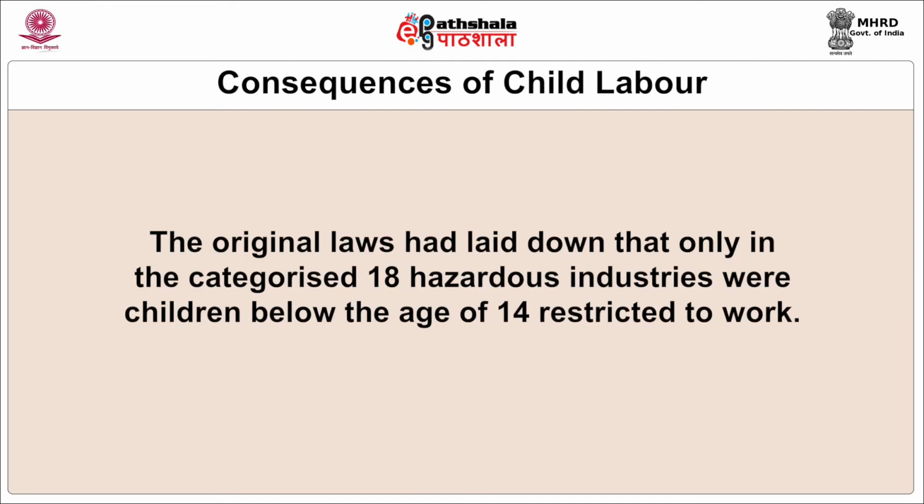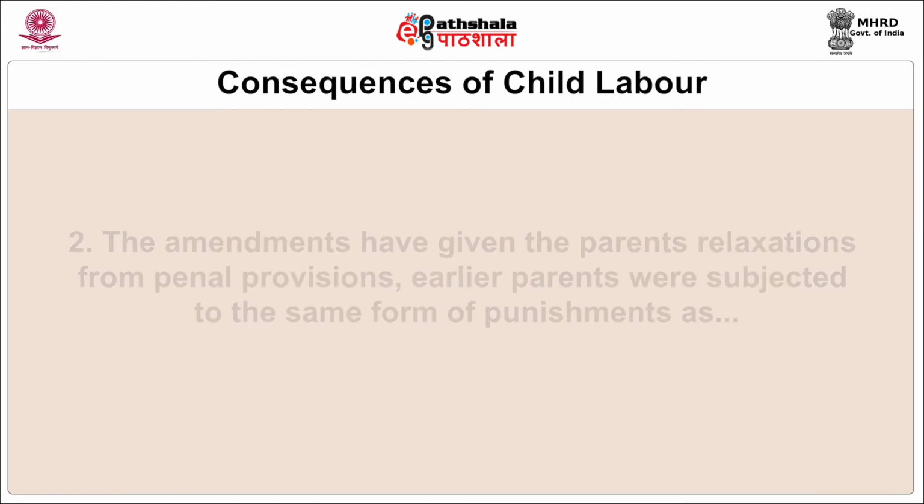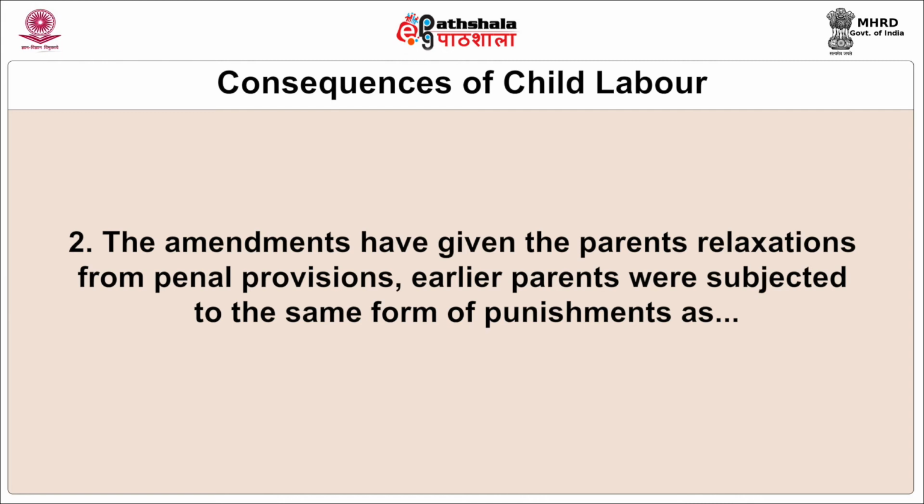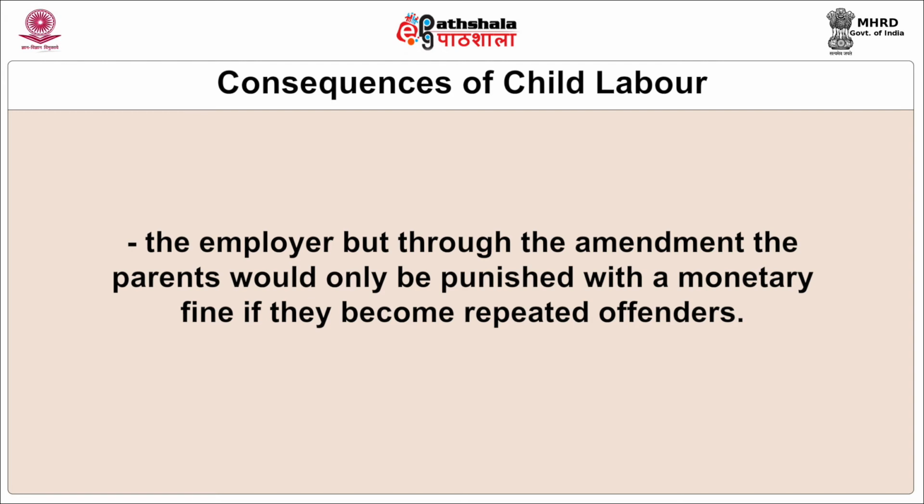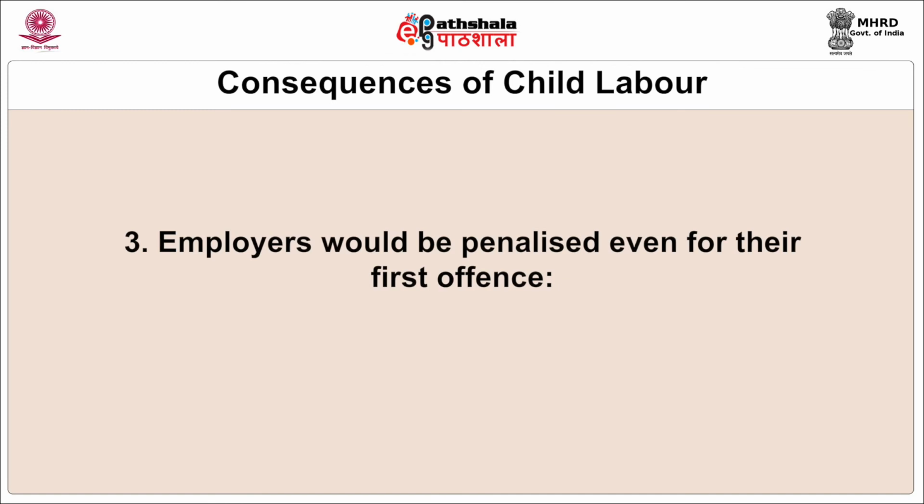The original laws had laid down that only in the categorized 18 hazardous industries were children below the age of 14 restricted to work. 2. The amendments have given the parents relaxations from penal provisions. Earlier parents were subjected to the same form of punishment as the employer, but through the amendment the parents would only be punished with a monetary fine if they become repeated offenders.